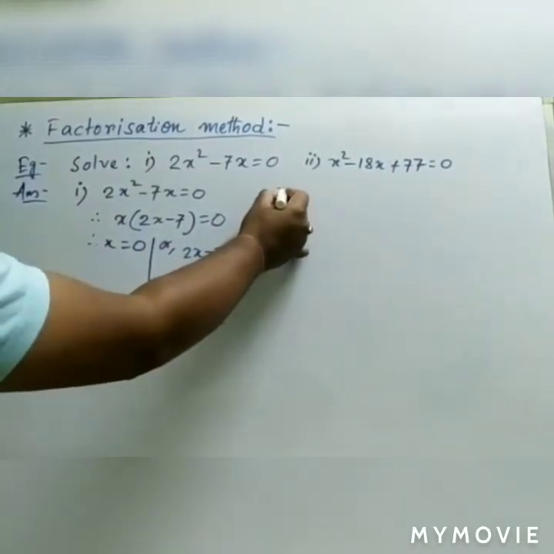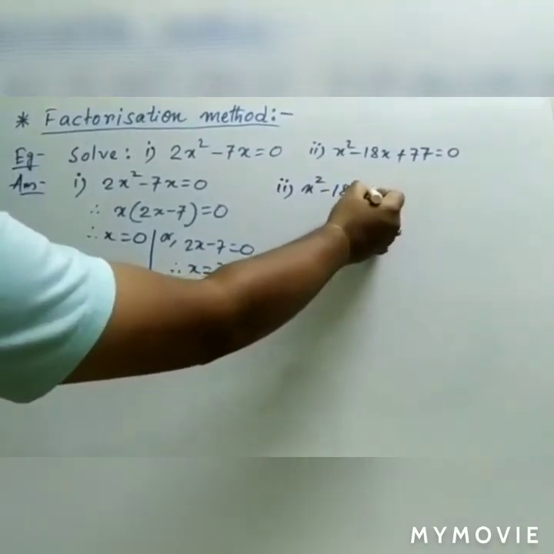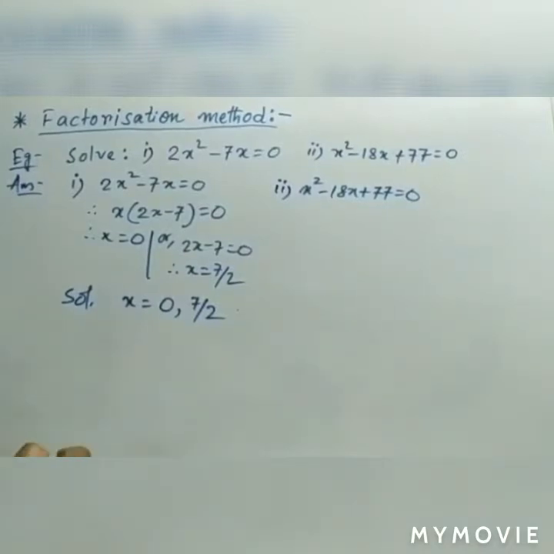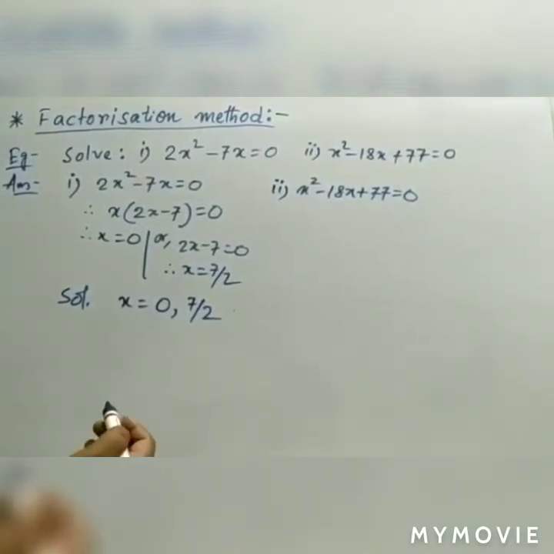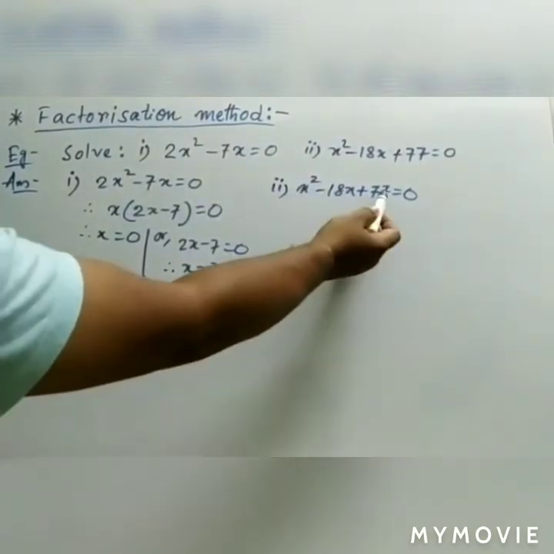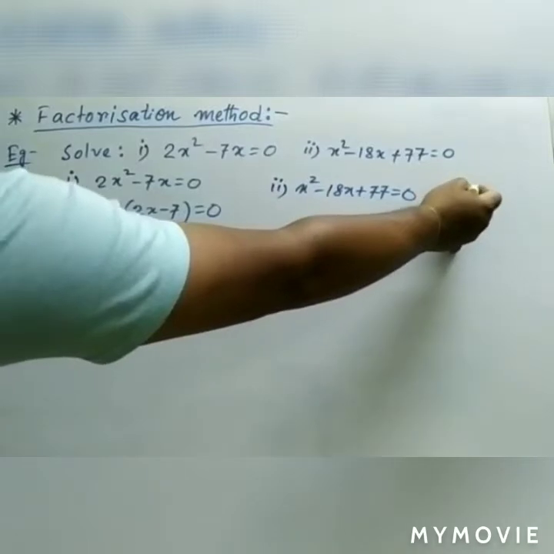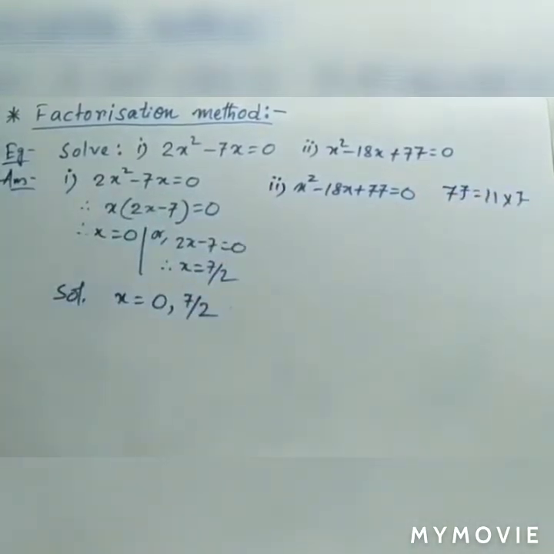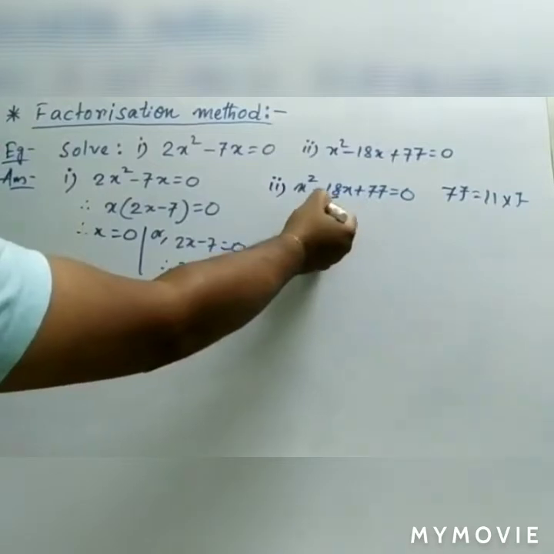The second one is given as x square minus 18x plus 77 equals 0. You can see that it is a middle term factorization. As you know, the middle term factorization has a certain rule. The product of the first and the last number, that is 1 and 77, gives 77. And 77, you know, is 11 into 7. So 11 sevens are 77. And by adding 11 and 7, you are getting 18.